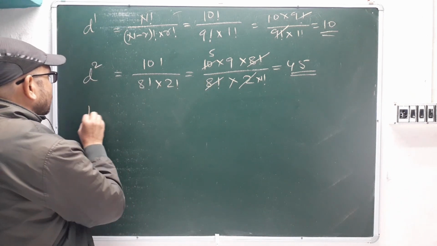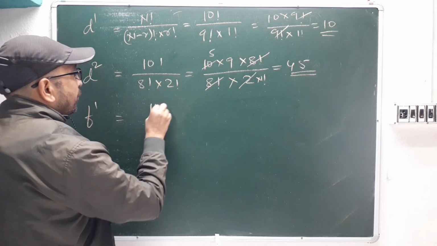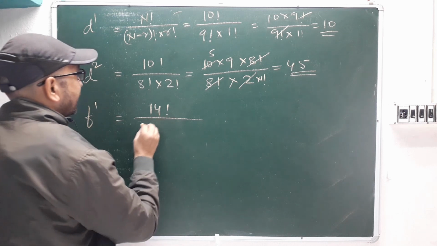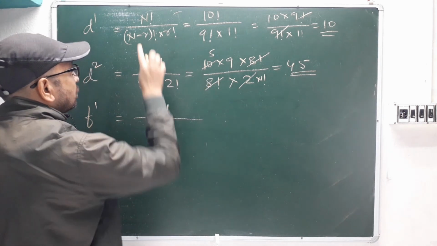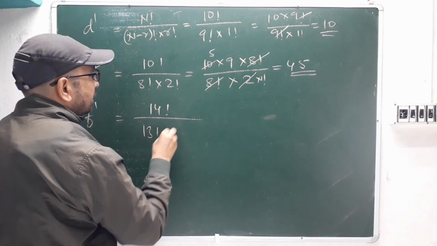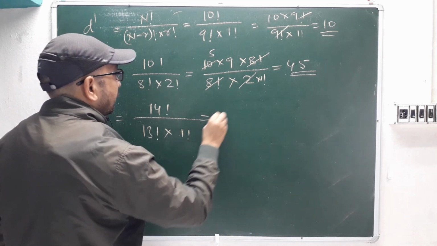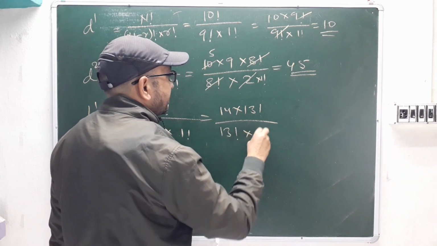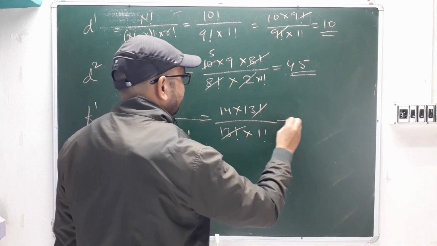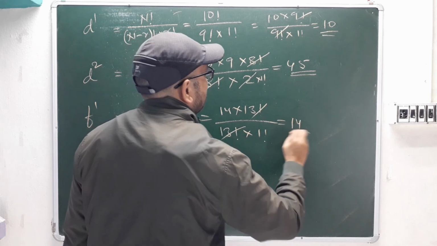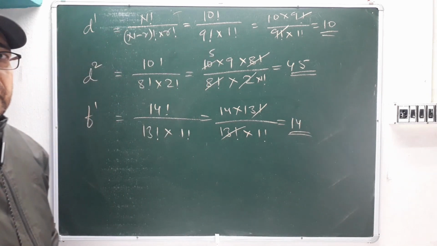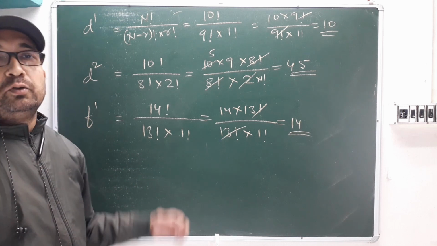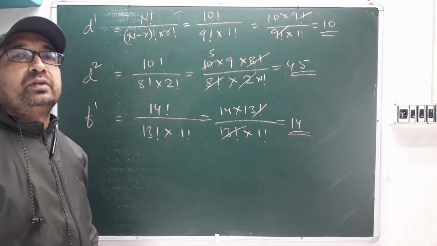Likewise for F1, I'll solve it. For F1 it will be 14 factorial. 14 means 7 orbitals into 2, right? 14 factorial divided by 14 minus 1, so it will be 13 factorial into 1 factorial, equal to 14 into 13 factorial, and 13 factorial gets cancelled out. 1 factorial, so it will be 14. Number of microstates is 14. Okay. Likewise for P3 also you can find it out. P2 also you can find out. For P6 also you can find it out, correct?